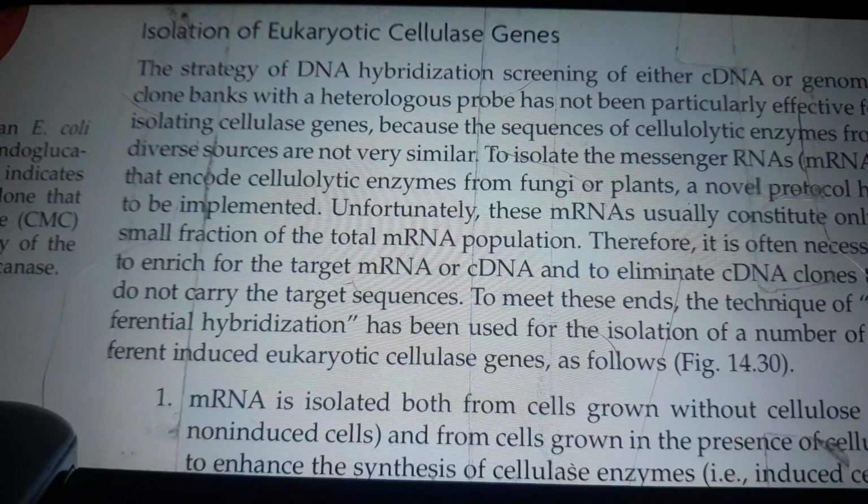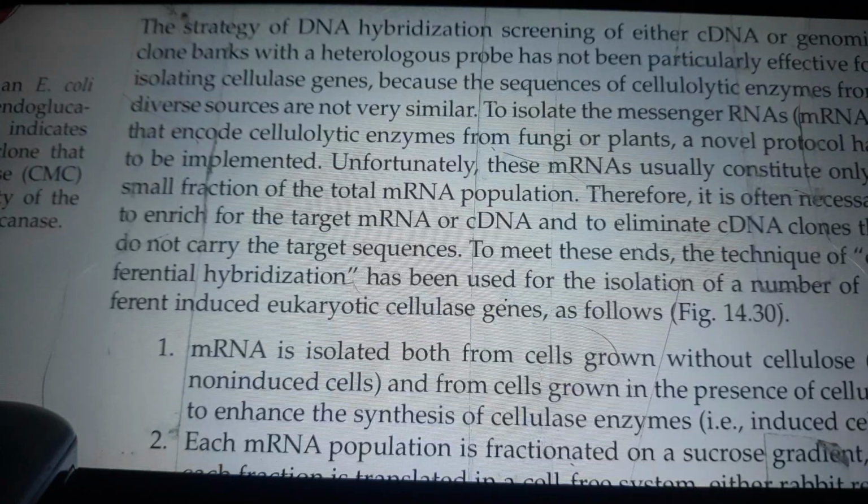Isolation of eukaryotic cellulase genes. The strategy of DNA hybridization, or screening of either cDNA or genomic clone banks with a heterologous probe, has not been particularly effective for isolating cellulase genes because the sequences of cellulolytic enzymes from diverse sources are not very similar.